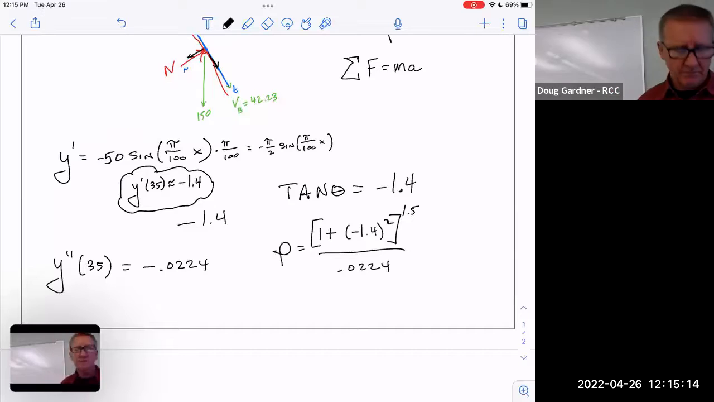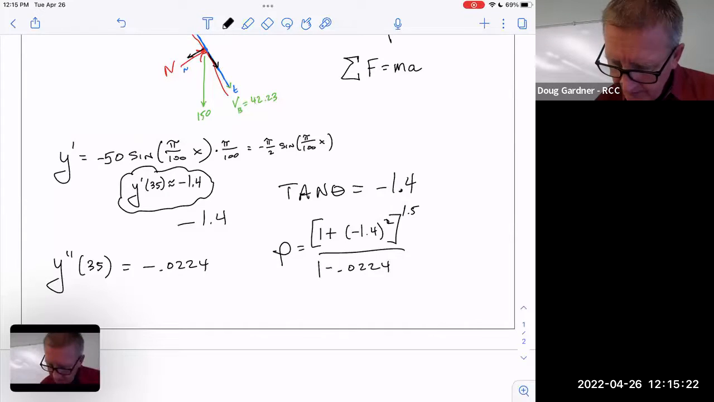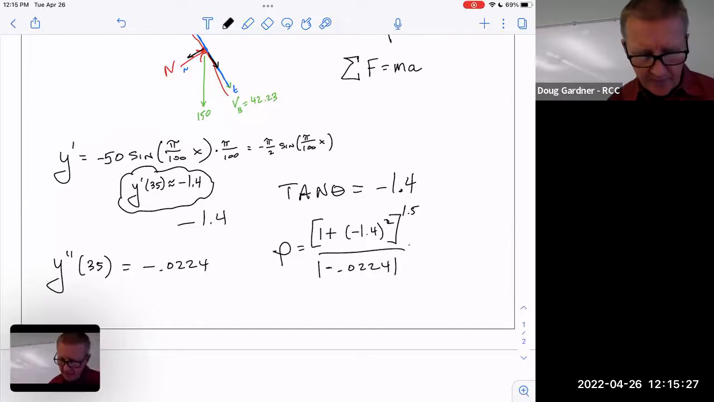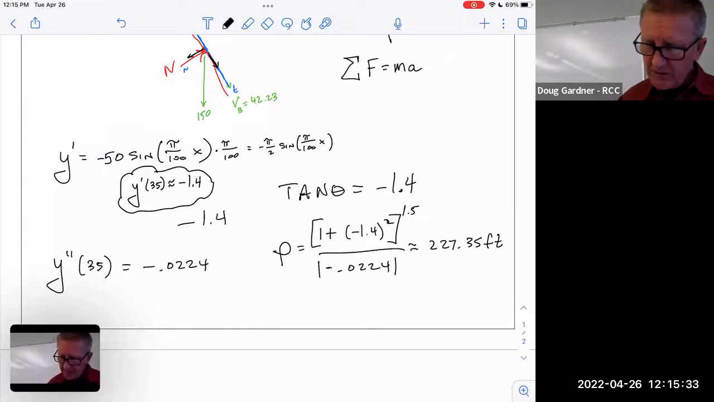Wasn't that it? Just going from memory. Maybe I'll go ahead and throw the negative sign in there. This is one place where, interestingly, you actually need that absolute value concept. If you do that, you get 227.35 feet.